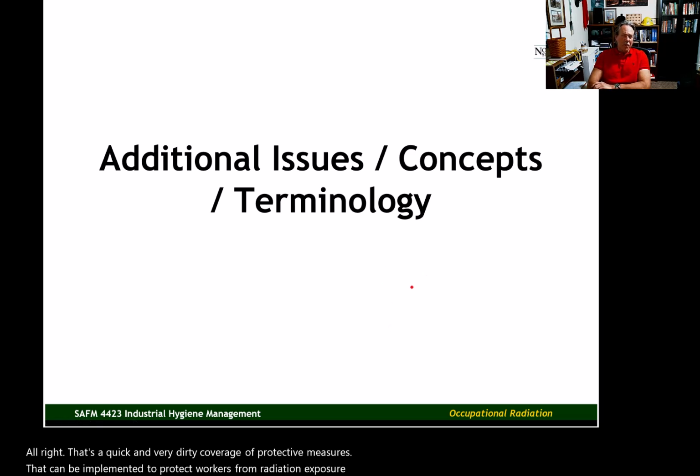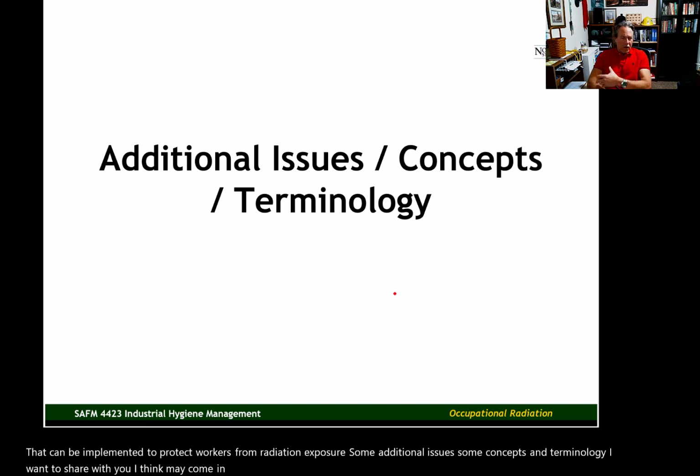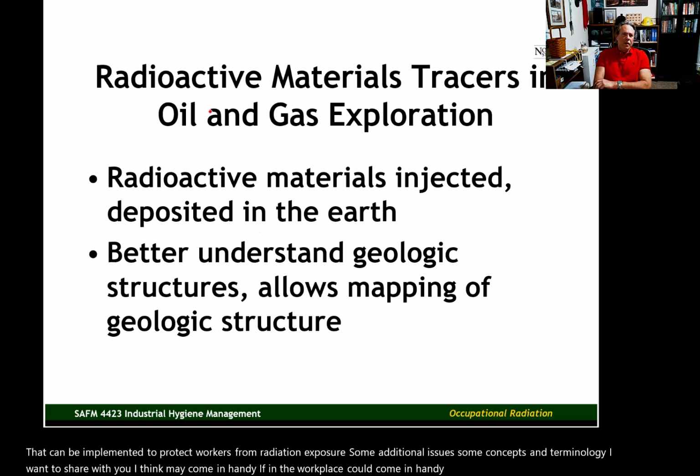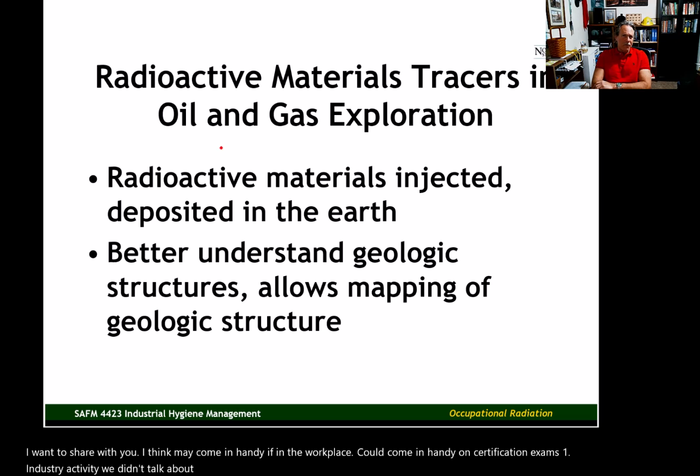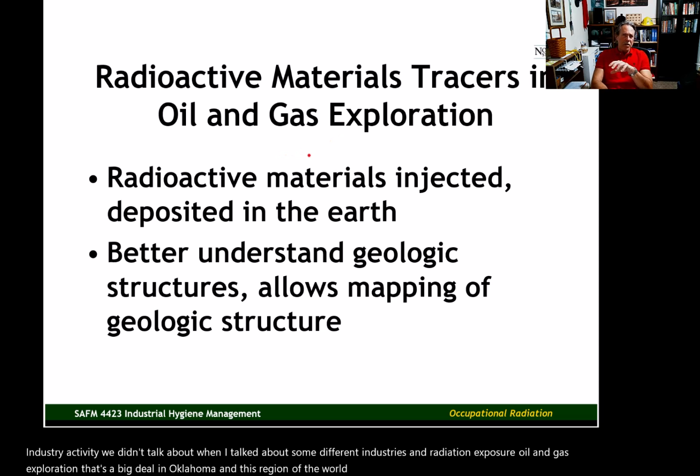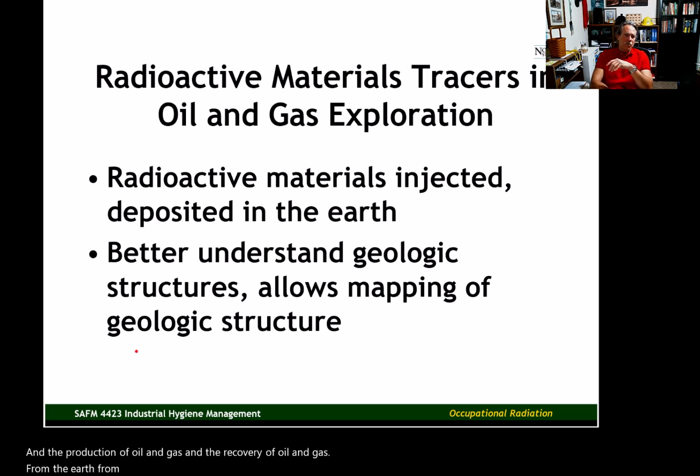Some additional concepts and terminology I want to share with you may come in handy, if not in the workplace, then on certification exams. One industry activity we didn't talk about when I discussed different industries and radiation exposure is oil and gas exploration, which is a big deal in Oklahoma and this region of the world. Radioactive materials can be used in the production and recovery of oil and gas from the geological structures where it's found.